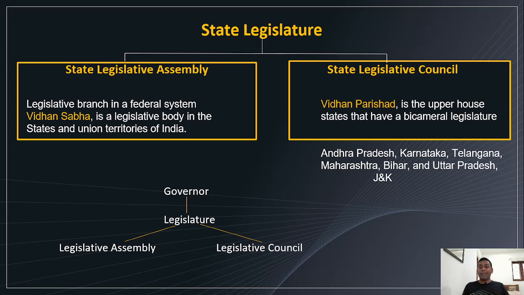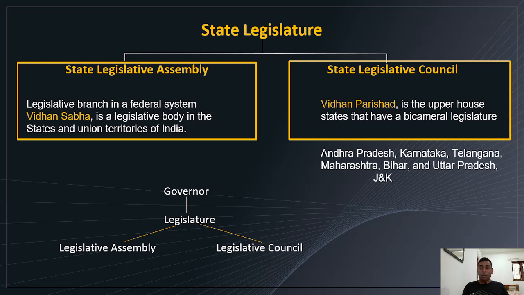And about state legislative council, it's called Vidhan Parishad. Assembly is called Vidhan Sabha, and the other one is called Vidhan Parishad. It is the upper house that has a bicameral legislature, and these are the states that consist of what? Bicameral, both the houses, right? Andhra Pradesh, Karnataka, Telangana, Maharashtra, Bihar, Uttar Pradesh and J&K. So these are the states having two bodies, a bicameral system.